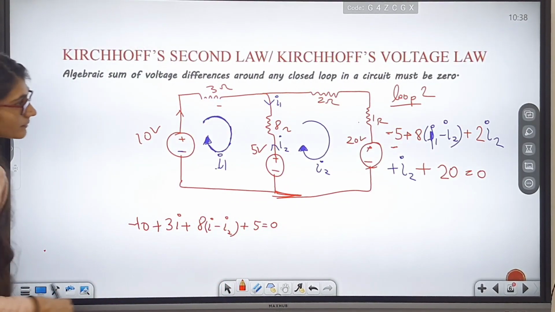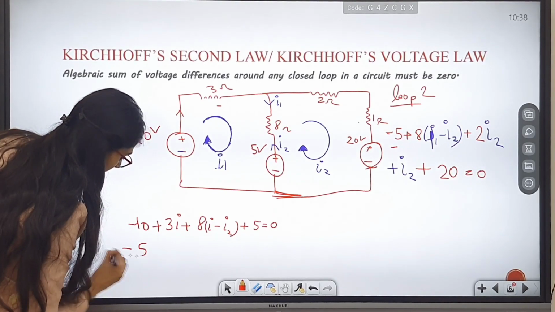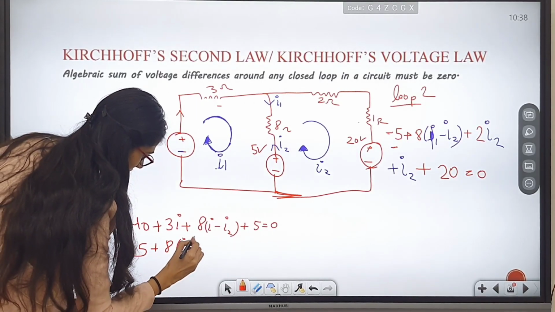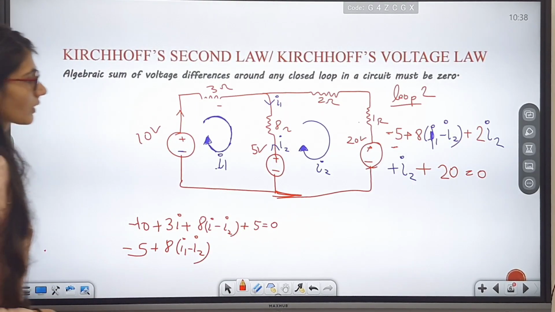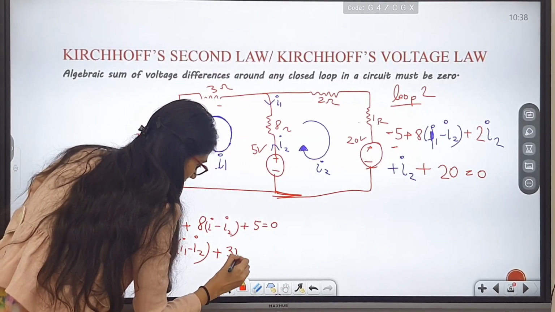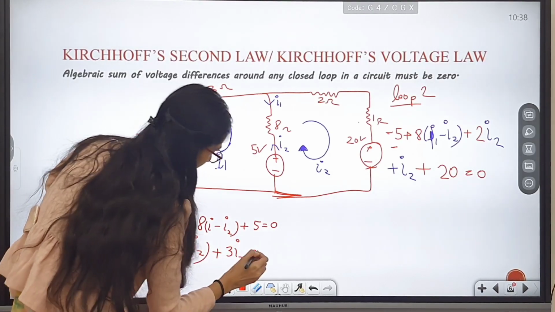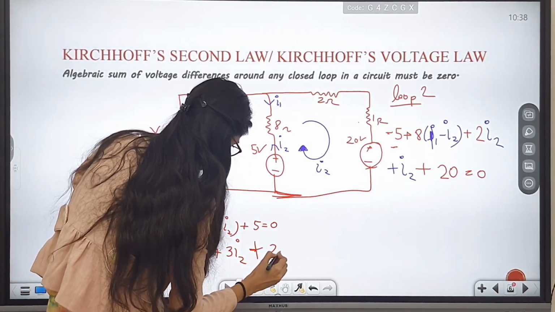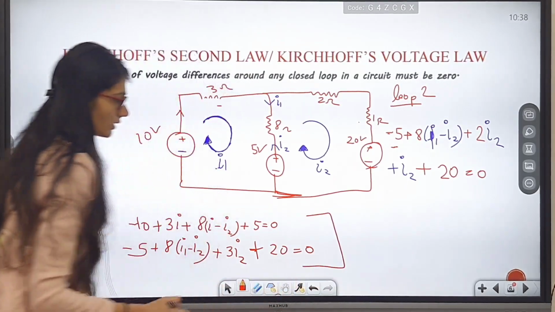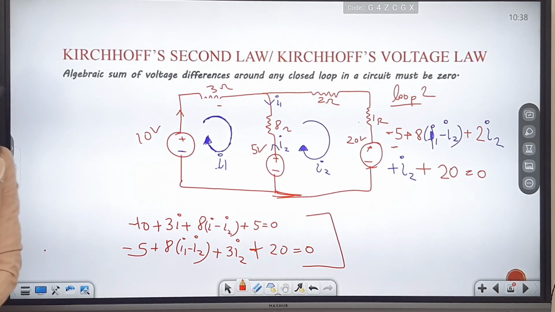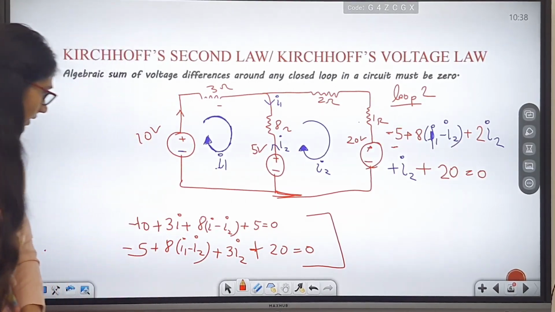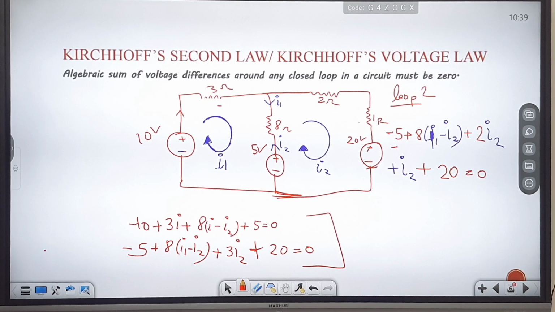So what we are left with? It's minus 5 plus 8(I1 minus I2) plus 2I2, just add them up, 2 plus 1, 3I2, plus 20. You have 2 equations, you have 2 variables, just solve them and you will find I1 and I2.